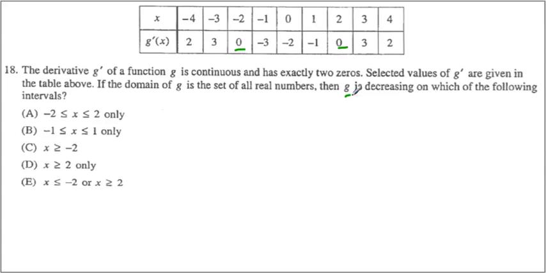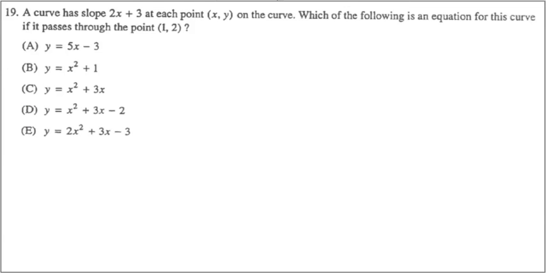The fact that G is decreasing means we are looking at G prime has to be less than 0. Where do you see that? From here to here. So -2 to 2 would have been our answer, choice A. All right, let's look at number 19.